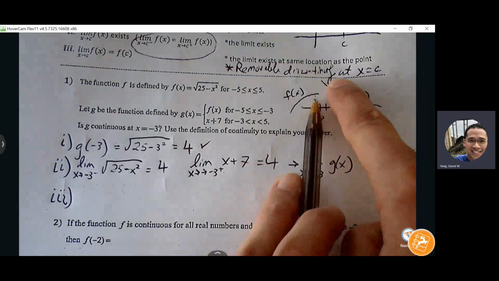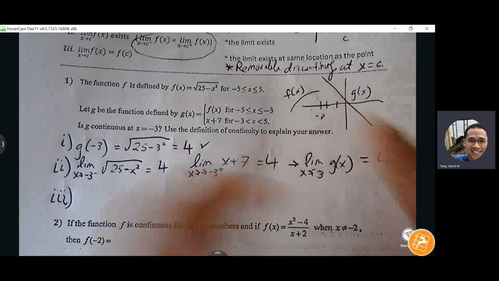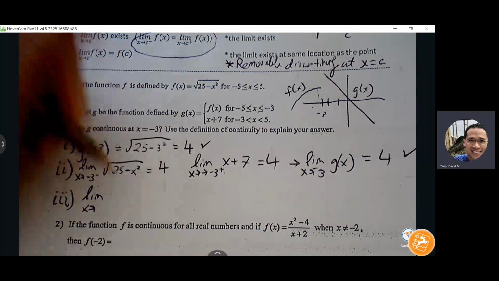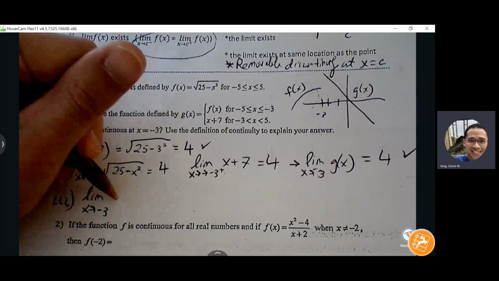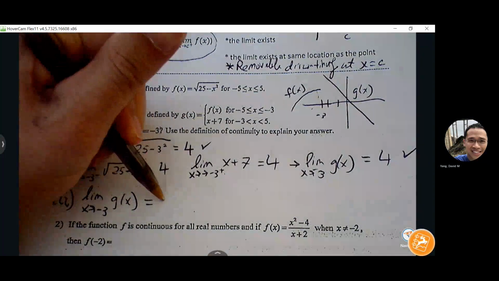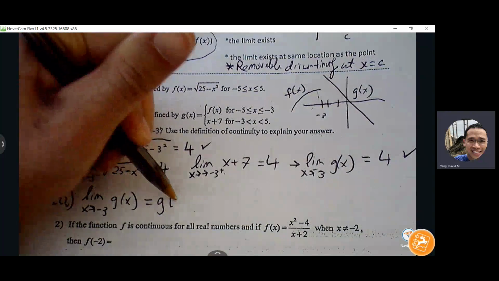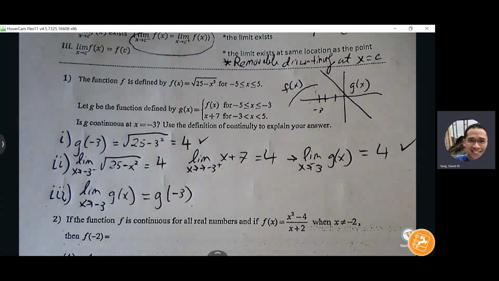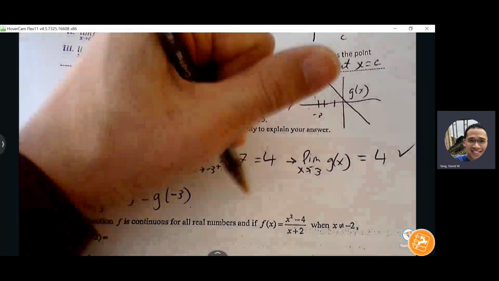So this is not the true graph here. They're actually going to be connected. So we can just say the limit as x approaches negative three of g of x is actually equal to g of negative three. Therefore, the function is continuous at negative three. Okay, we're just testing the continuity at negative three. We can't say it's continuous everywhere because this test is only for that one point.